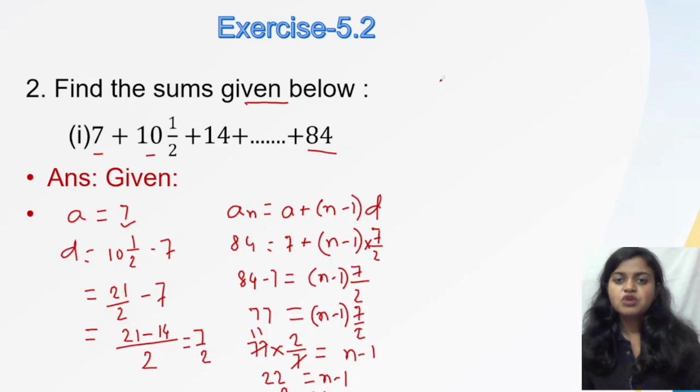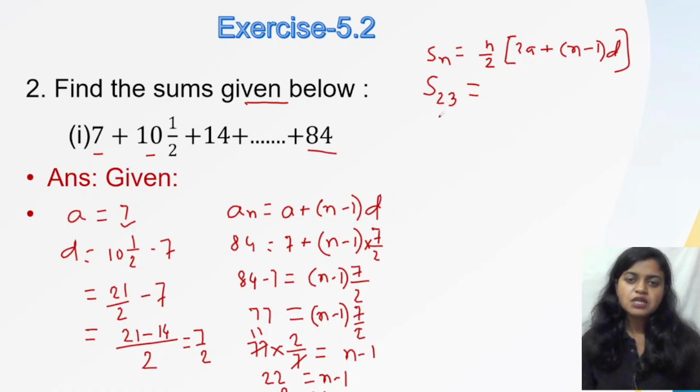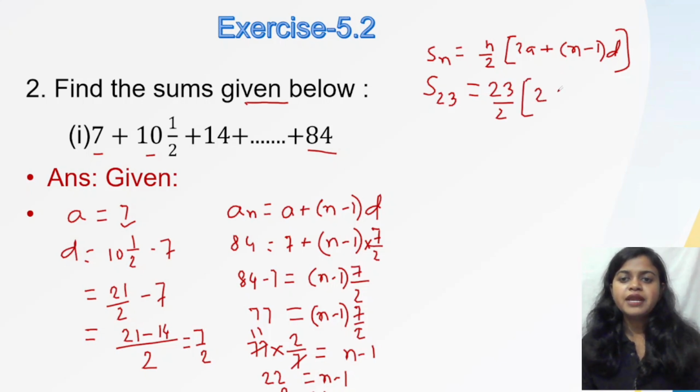That means we have to find the value of Sn, here S23. So what is the Sn formula? Sn equals n by 2 into 2a plus n minus 1 into d. Got it? So we are going to find S23: 23 by 2 into 2a, where the value of a is 7, plus n minus 1, so 23 minus 1, into d. Here d means 7 by 2.